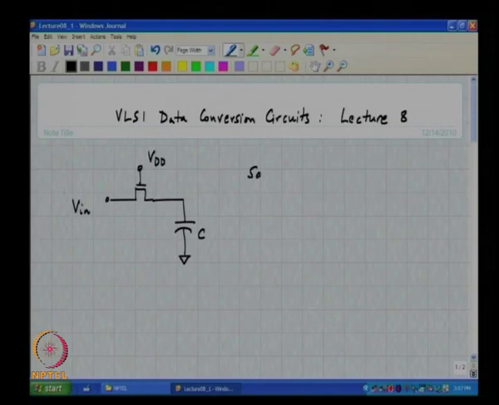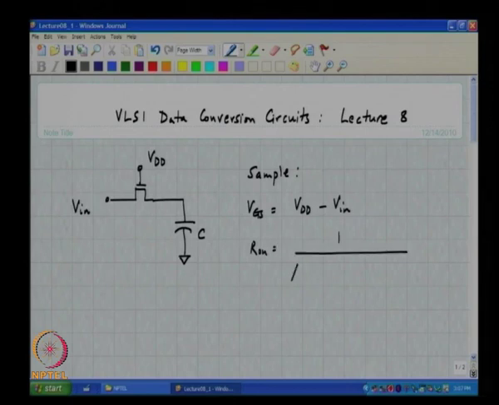VGS minus VT. Now the VGS of this transistor, so during the sample phase the VGS is nothing but VDD minus Vin. So the gate overdrive is VGS minus VT, which is VDD minus Vin minus VT, and the resistance of the switch therefore is given by 1 over mu n Cox W by L times VGS minus VT.